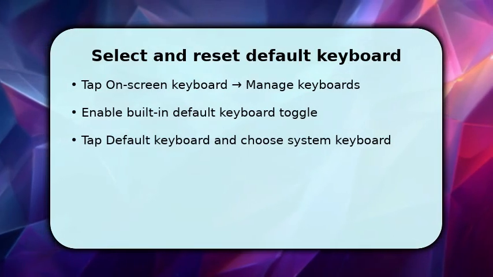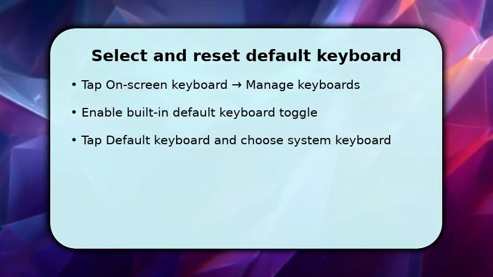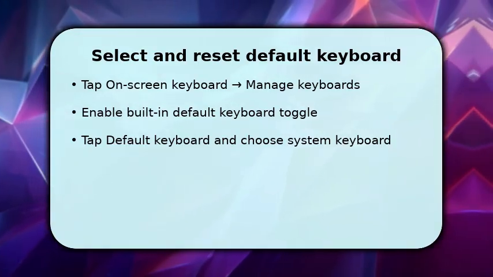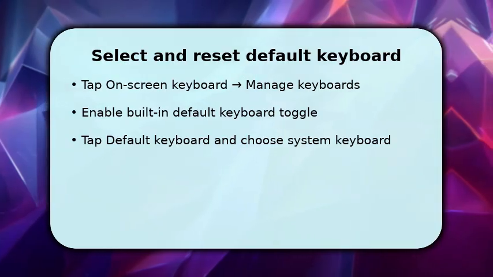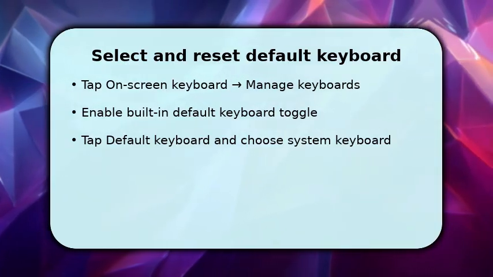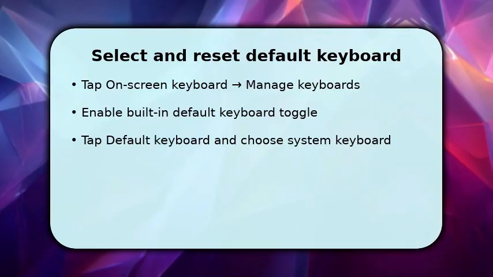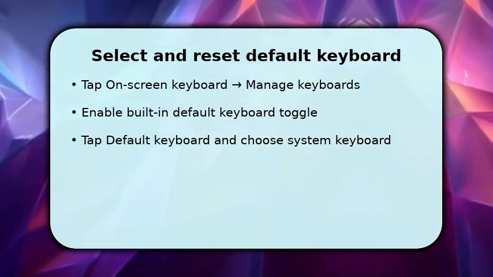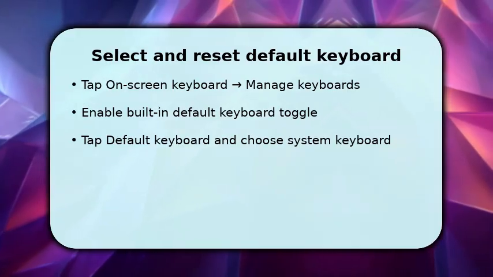for each keyboard. If the system keyboard is disabled, enable it now. This restores access to the built-in option. Next, tap Default Keyboard and select the system keyboard name, often Gboard or Samsung Keyboard. This sets it immediately.